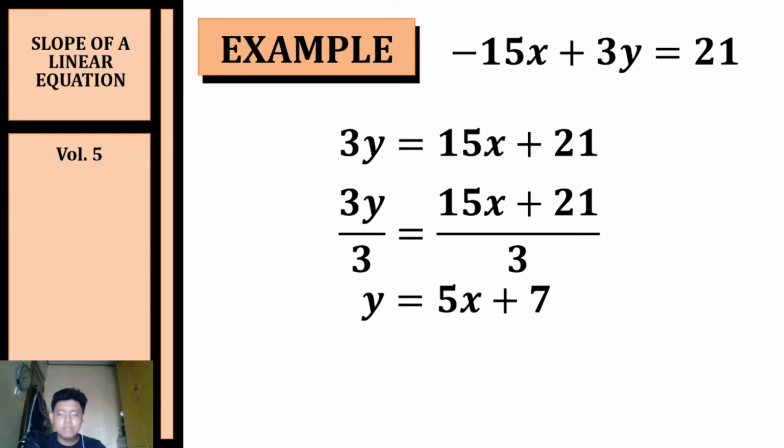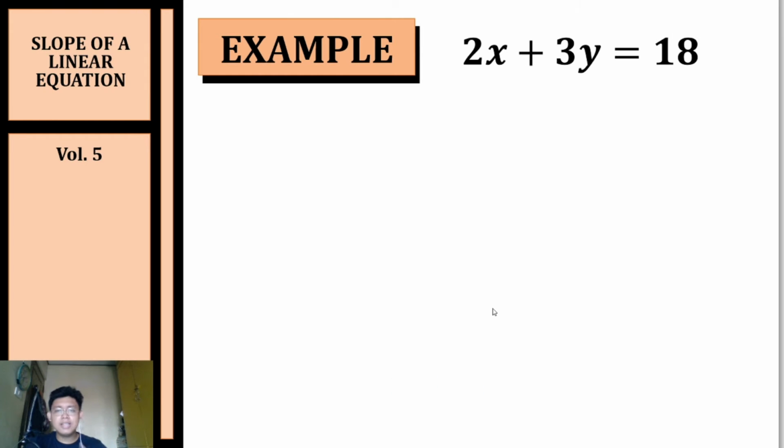Since our equation is written in slope-intercept form, we can now identify the slope, and the slope will be found as the numerical coefficient of the variable x. In this case, the numerical coefficient of the variable x is 5. Therefore, our slope will be 5. So m is equal to 5. Okay, let's have another example.